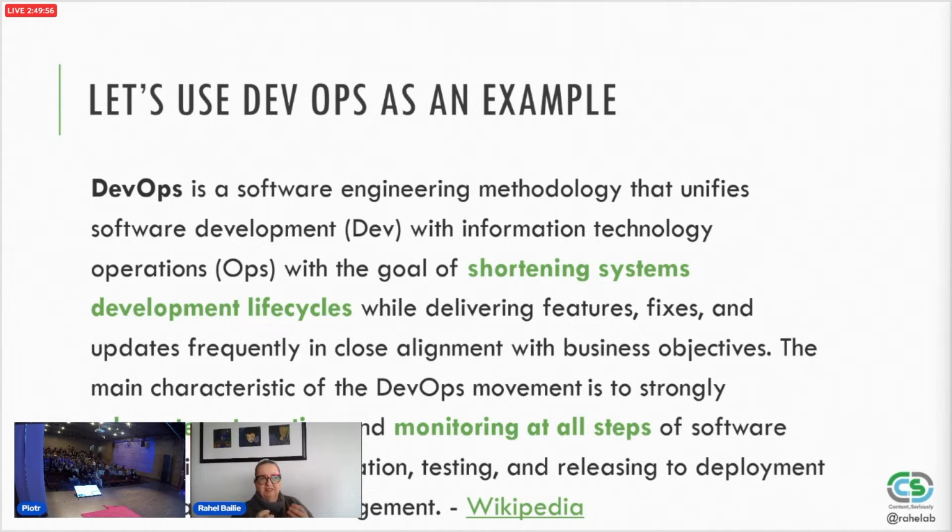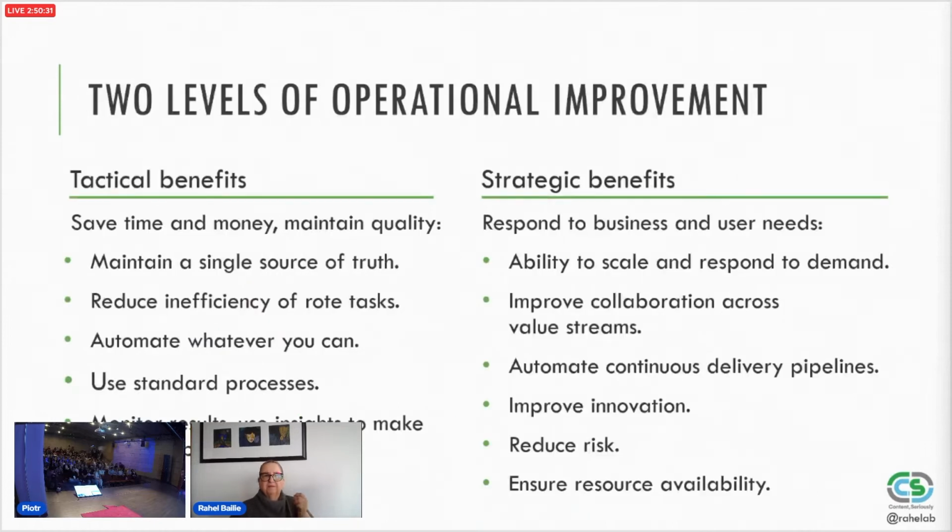DevOps, if you look at the definition, is about shortening the development life cycles. So it's about efficiency. It's about automation and monitoring all steps and making it better, that kind of continuous loop. So if we take DevOps as an example, we can extrapolate that same thing for content ops. It's about shortening our development cycles, automating whatever we can automate, and monitoring at all steps. So we want to keep up the quality at the same time that we shorten. It's about working smarter instead of harder.